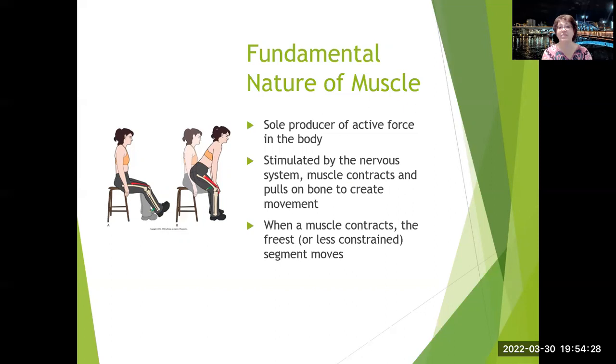When a muscle contracts, the freest or least constrained segment of the body moves. So in the little diagram here, which is from the book, in the first part of the picture, the distal end of the extremity is the least constrained. And so when the knee extends, the foot goes out in front of her. In the second picture, the proximal part of the body is the least constrained. So when the knee extends, you stand up. So it's what we talked about with closed chain and open chain movements. But when a muscle contracts, whatever is the least constrained is what's going to move. So think about that.